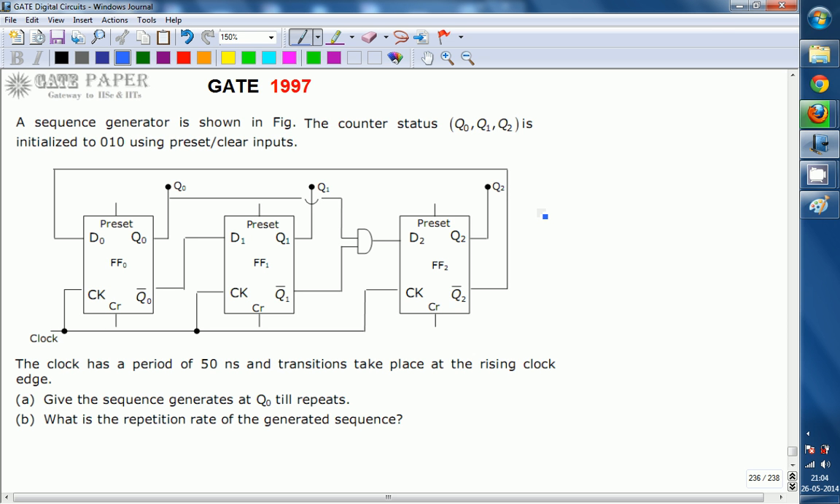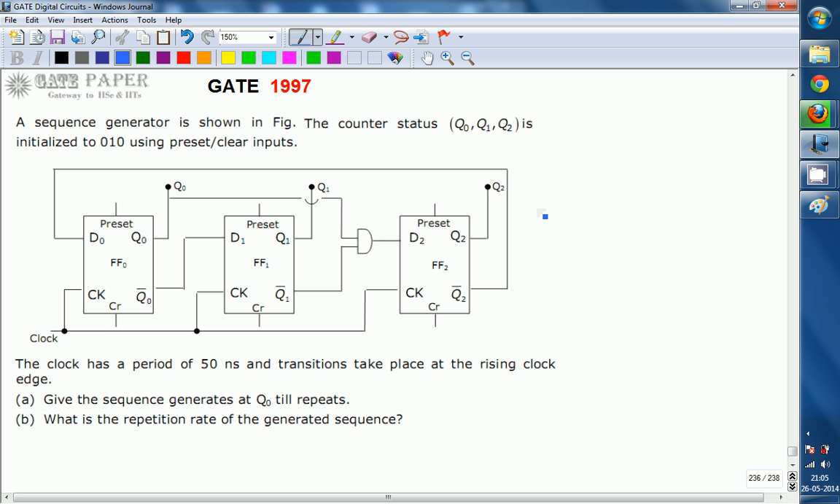So we are going to find the sequence generated at Q0 until it repeats, and what is the repetition rate of the generated sequence. These two things we are going to calculate. This is a 5 mark question that came in GATE 1997.